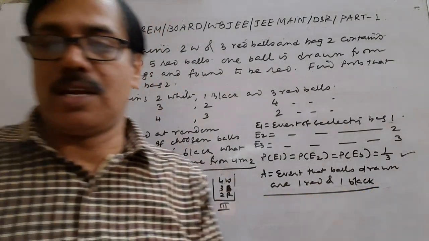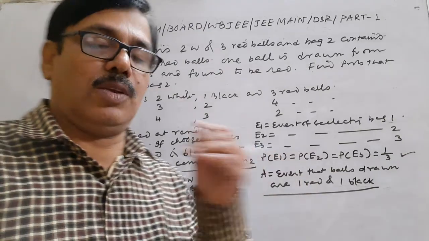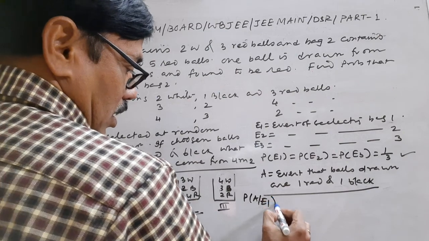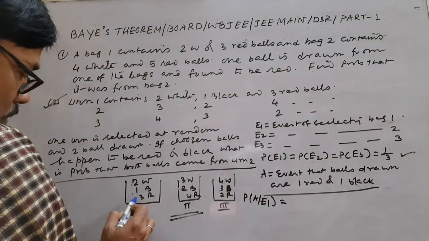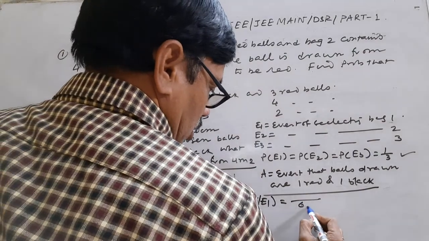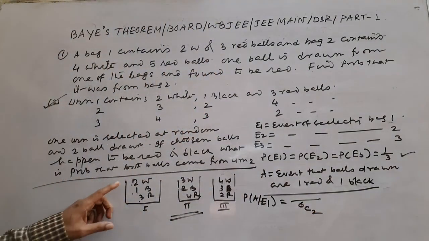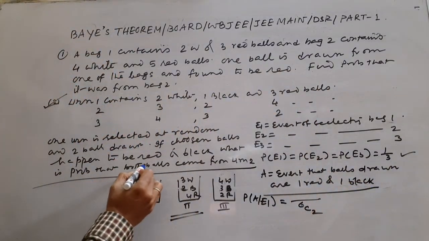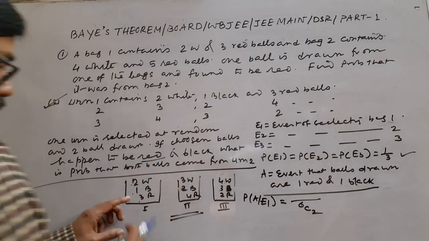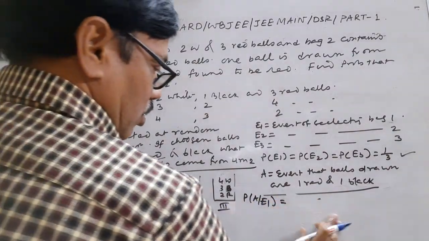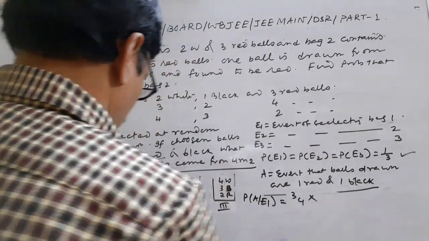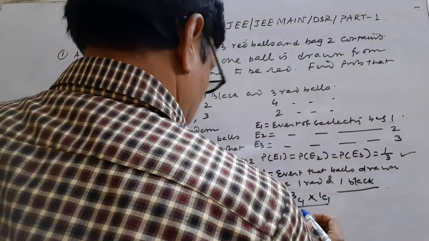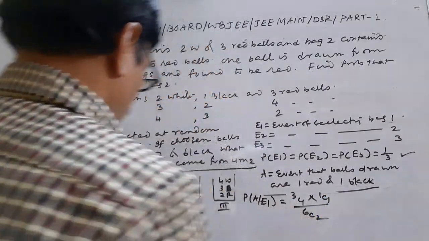So we define an event associated with E1, E2, E3. Now P(A|E1): bag 1 has 2, 1, 3, so total 6 balls. You have to take 6C2. This is the probability of drawing red and black balls. How many red balls? 3. So this is 3C1 into 1 black, 1C1, over 6C2.